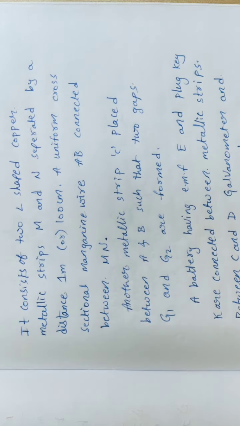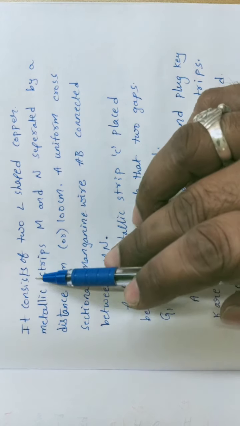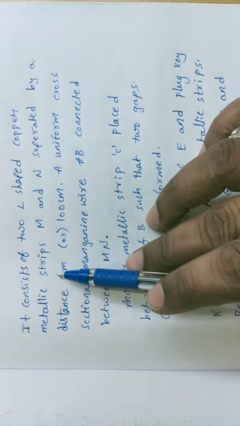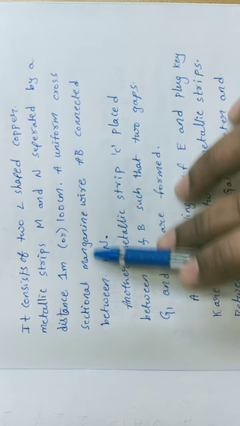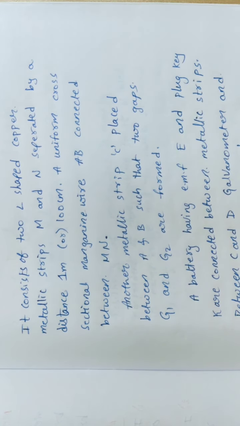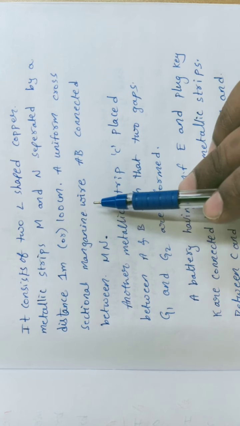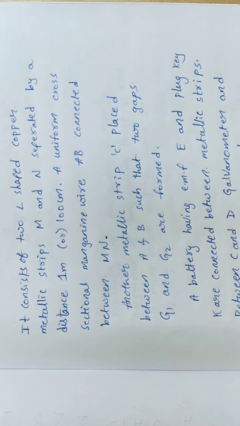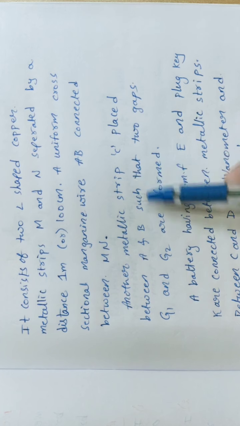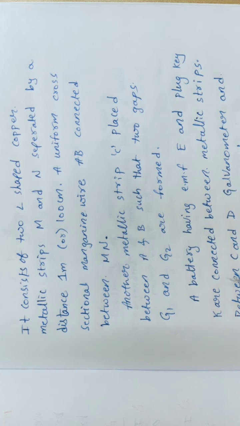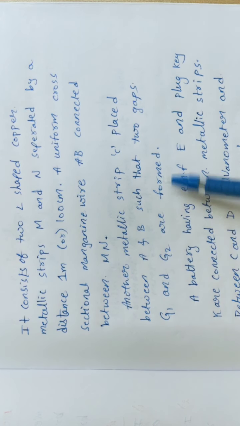Students, I am repeating the same points in a few minutes. It consists of two L-shaped copper metallic strips separated by a distance of 1 meter or 100 centimeters. A uniform cross-sectional manganese wire AB is connected between them. Another metallic strip C is placed between A and B such that two gaps G1 and G2 are formed.